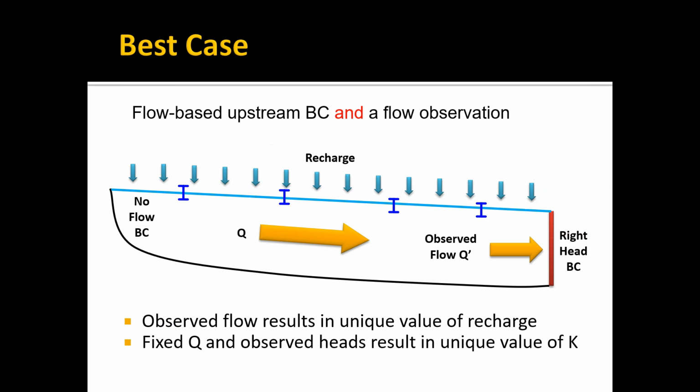The best case scenario is if you had a no-flow boundary condition on the upstream side, or a specified flow, and then an observed flow passing into your head or head-dependent boundary condition on the right. This would be the one that's the most sensitive to your hydraulic conductivity, and where you'd have the greatest amount of confidence in your flow estimate.